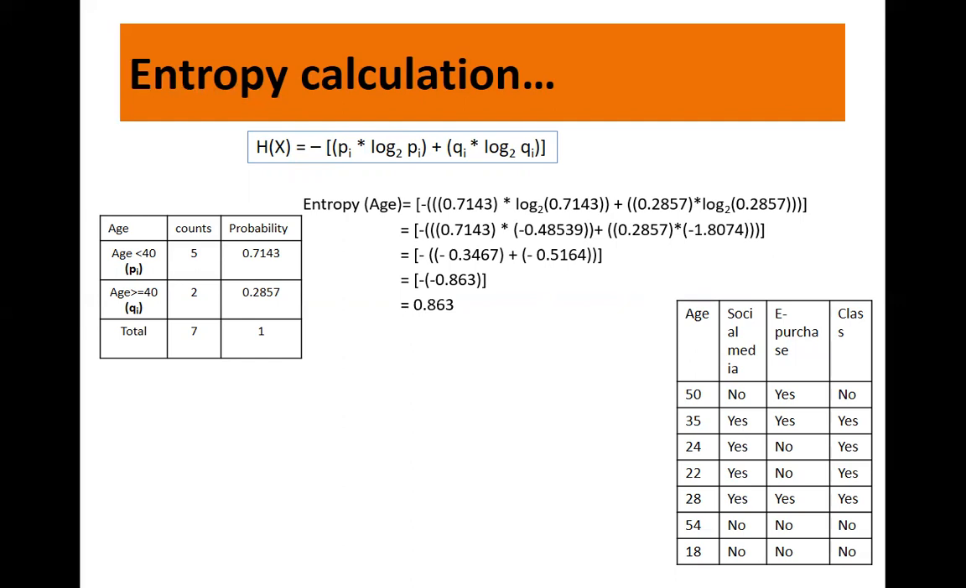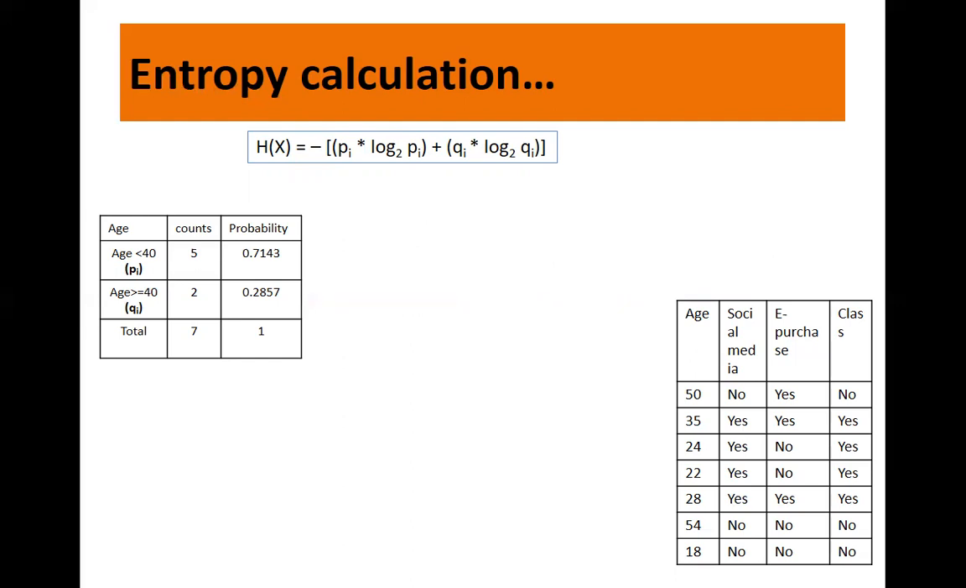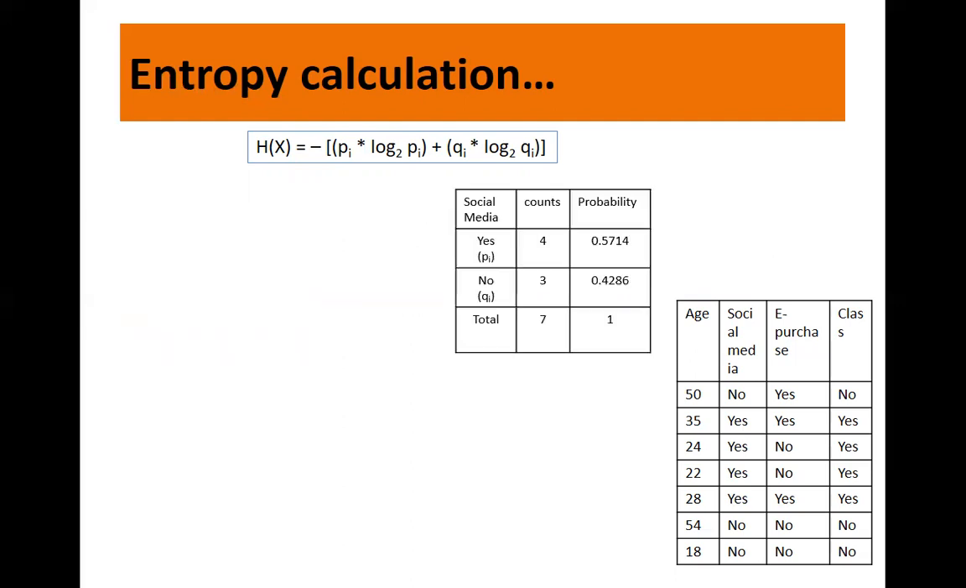Now let us calculate the entropy of social media. If you are calculating the entropy of social media, again you check how many no: 1, 2, 3. How many yes: 1, 2, 3, 4. So there are 4 yes and 3 no. So out of 7 samples, 4 samples belong to yes and 3 samples belong to no, depending on the class label.